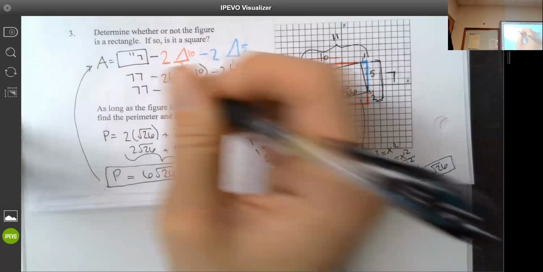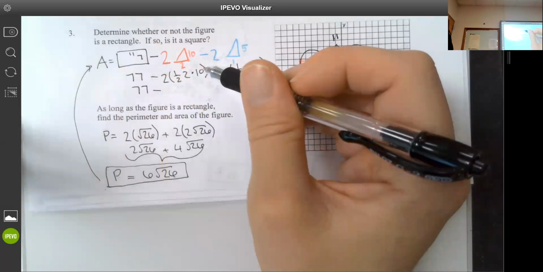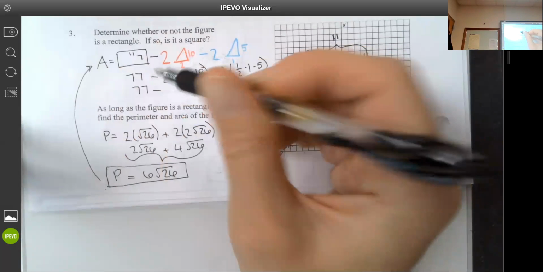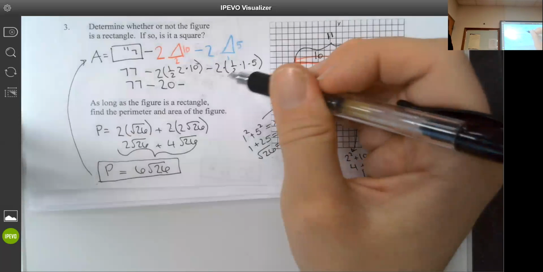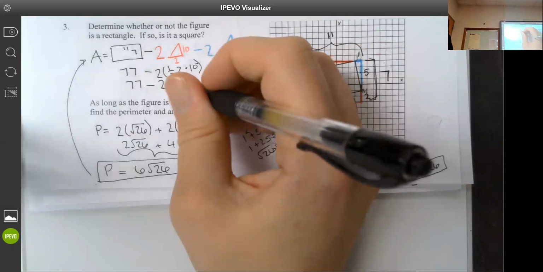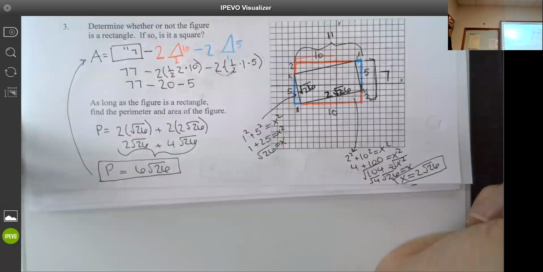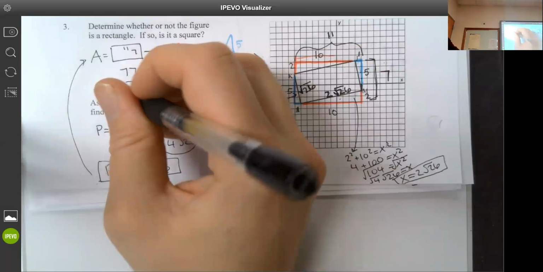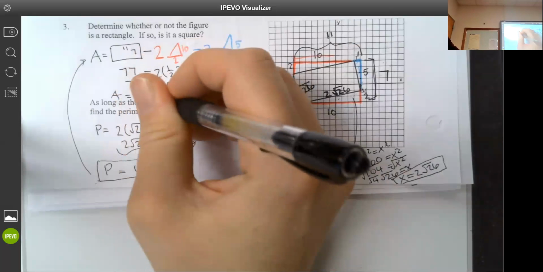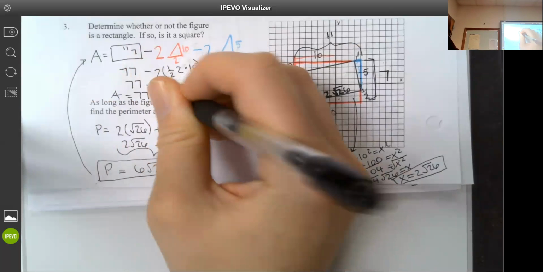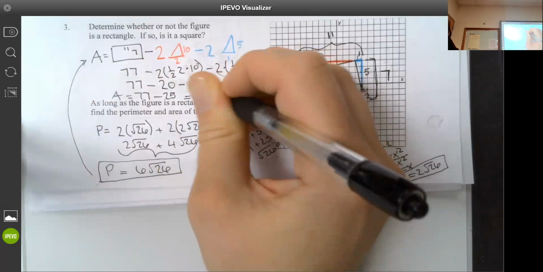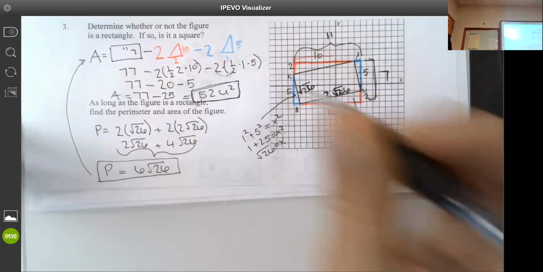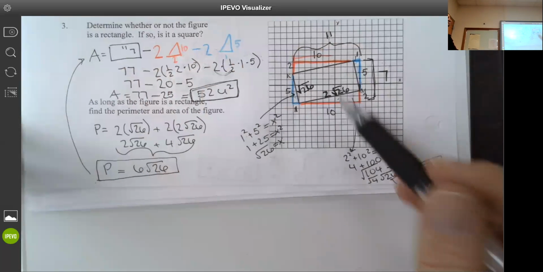I get 77 minus 20. Half of 20 is 10 times 2 brings me back to 20. Half of 2 is 1 times 5. Okay. So then I'm going to have 77, and in total I'm taking 25 away from that, which leaves me with 52 units squared for my area. Okay, finding a large area, subtracting out those triangles.